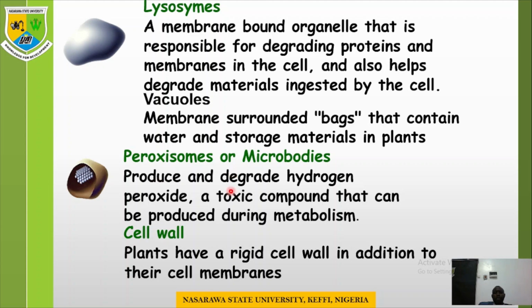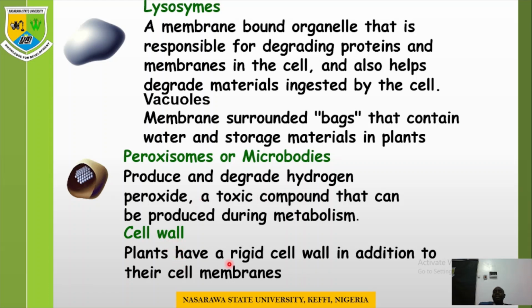Peroxisomes produce and degrade hydrogen peroxide. Hydrogen peroxide is a toxic compound that can be produced during metabolism. During metabolism, free radicals can be produced, such as the toxic compound like hydrogen peroxide, so they can be handled by the peroxisomes.